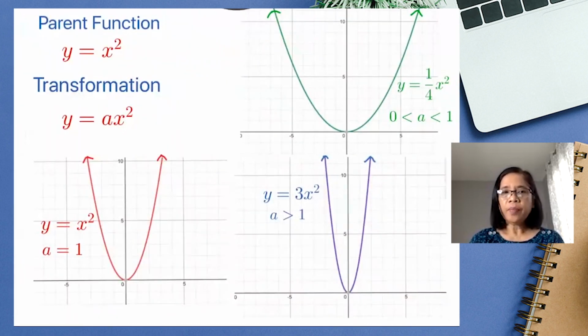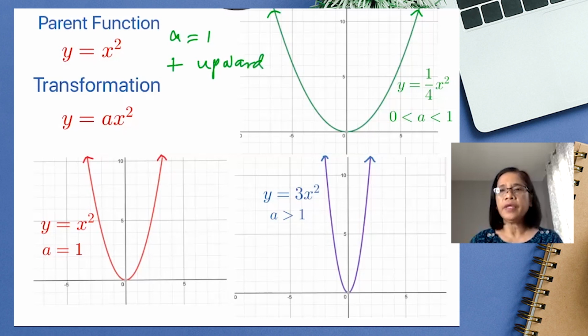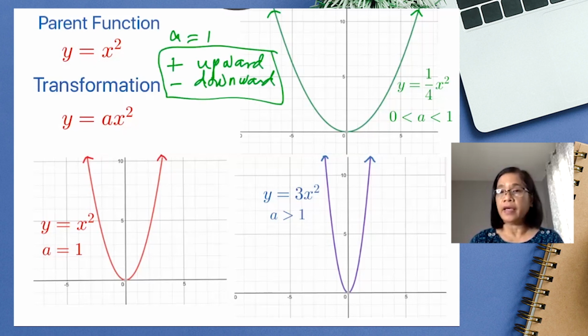So starting with the parent function y equals x squared, a here is equal to 1. a is the coefficient of the quadratic term. So when a is positive, the parabola faces upward. Okay? So now we're describing the orientation. And when a is negative, the parabola faces downward. So that's the effect of changing the sign of a.